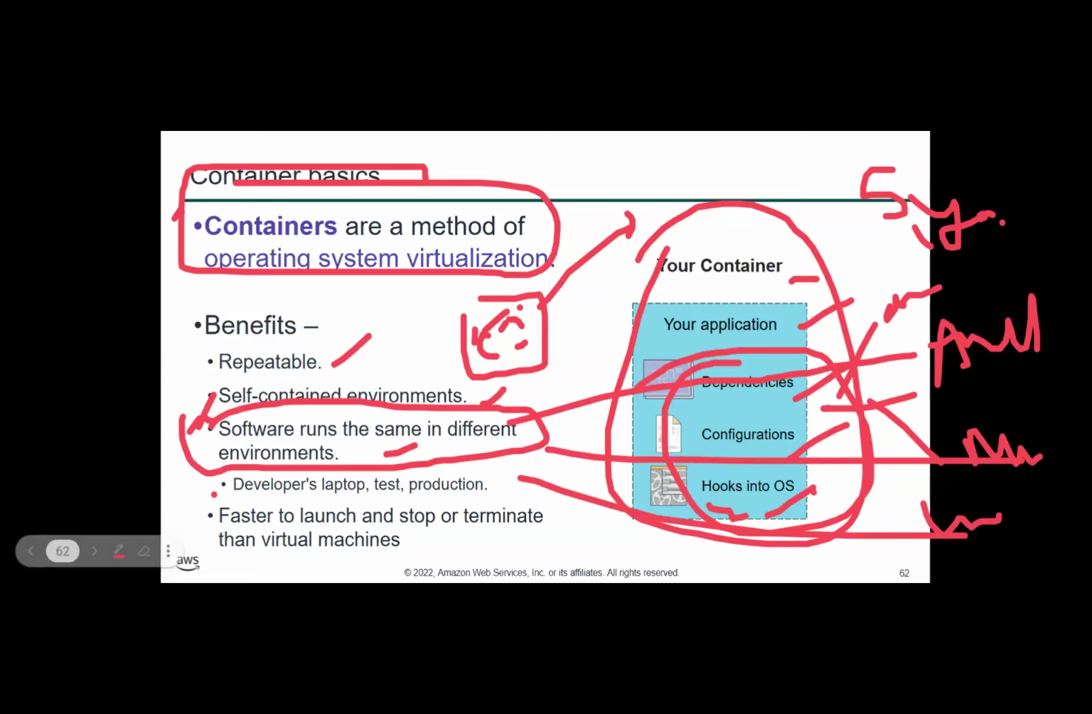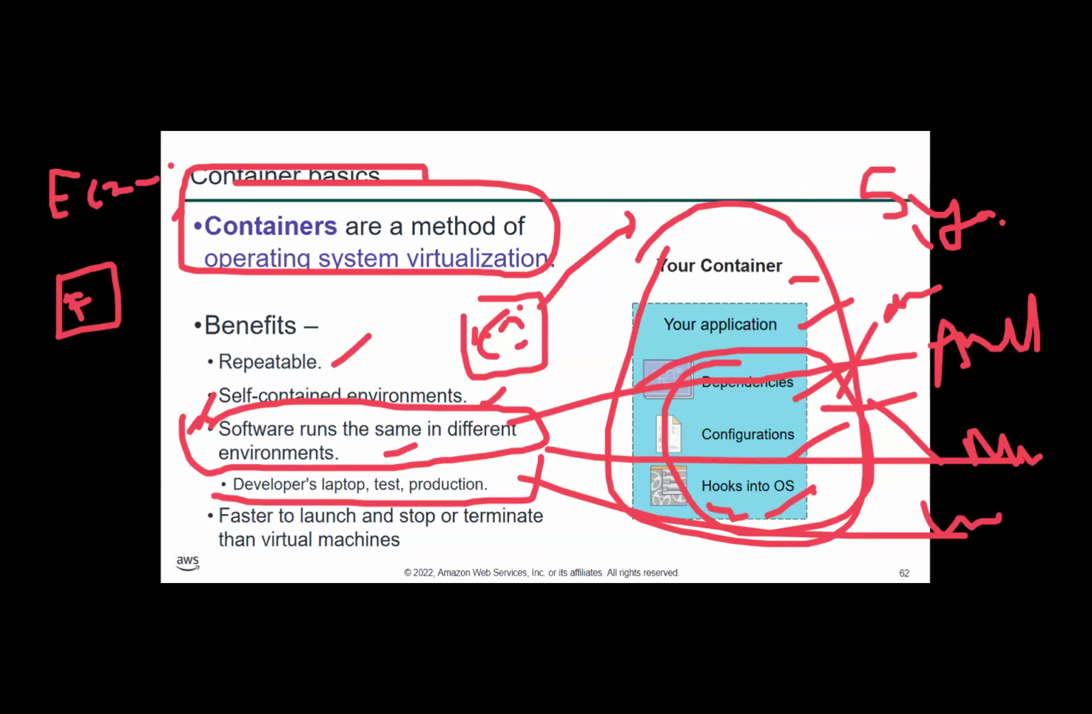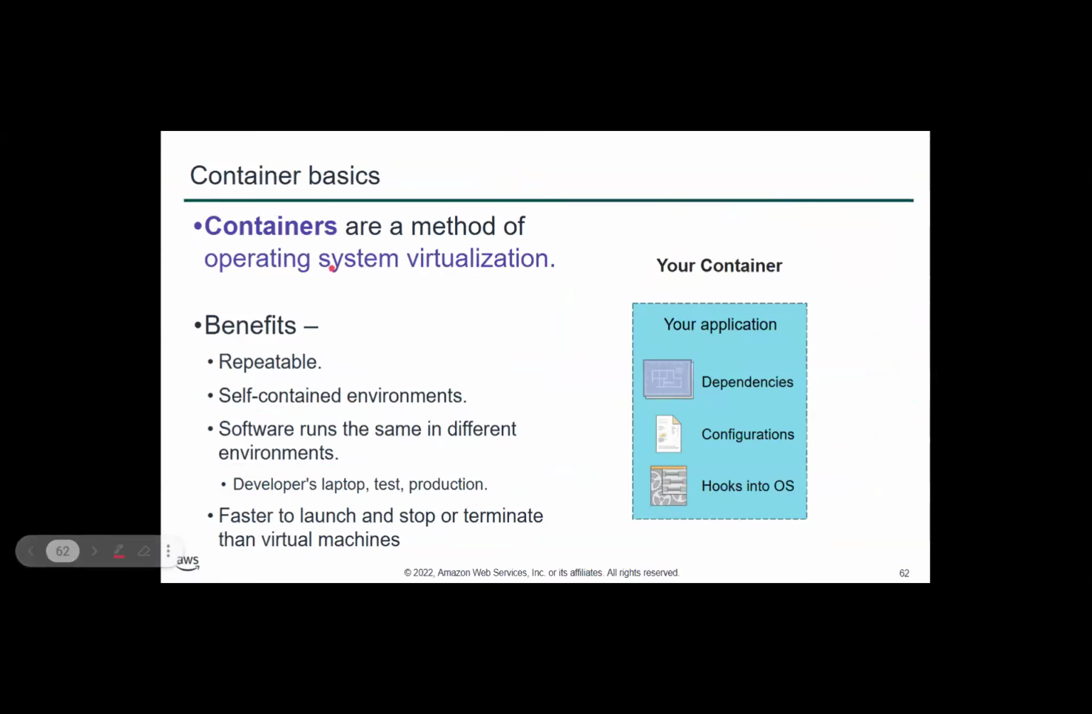So this helps the developer's laptop, test, and production. It helps you test first with a shorter package, a shorter size. You don't want to spend the full, high cost of EC2. For testing we just use a container and test how it is working. Then we increase the size or move to an EC2 instance based on the requirement. Next, as I mentioned already, containers are faster to launch, stop, or terminate than virtual machines.